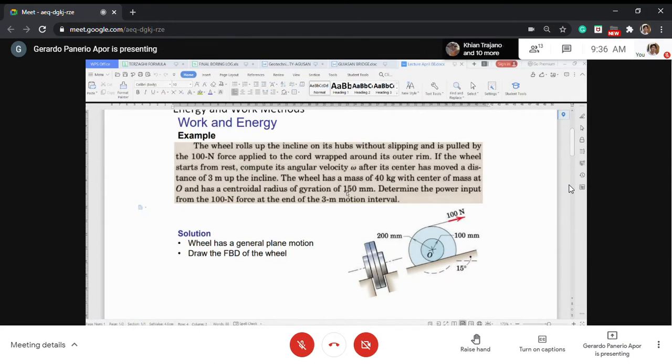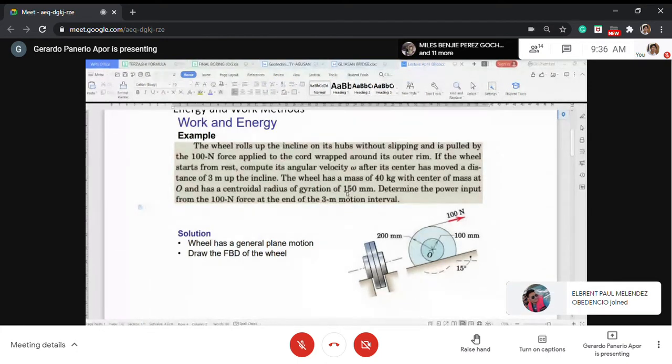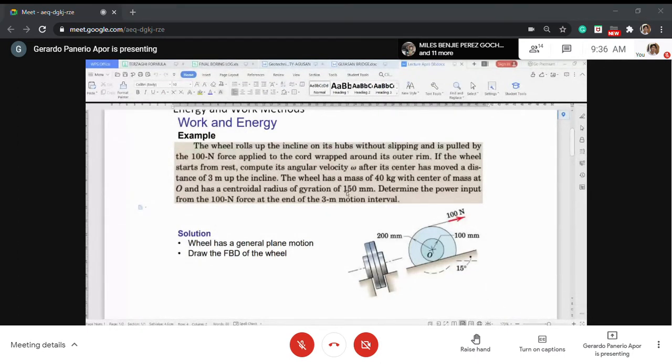Okay, so what is required in the problem is the power input, no? Meaning we have to convert this 100 Newton into power. Power and force are somewhat related, because without force there will be no power. But it's not only force that makes up the power, no?